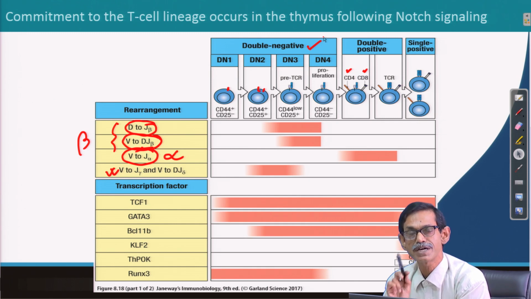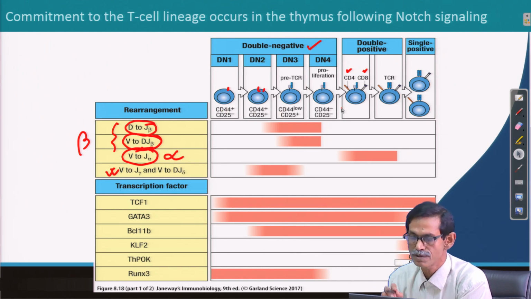So, double negative also has 4 different stages. How are these 4 identified? Depending on the presence of CD44 and CD25 and something else, which we will come to slowly. So, DN1 means CD44 plus, CD25 minus. DN2 means both CD44 and CD25 plus. So, if you take any cell from the thymus and find that both are there, but neither CD4 nor CD8 is there, that is DN2, just for example.